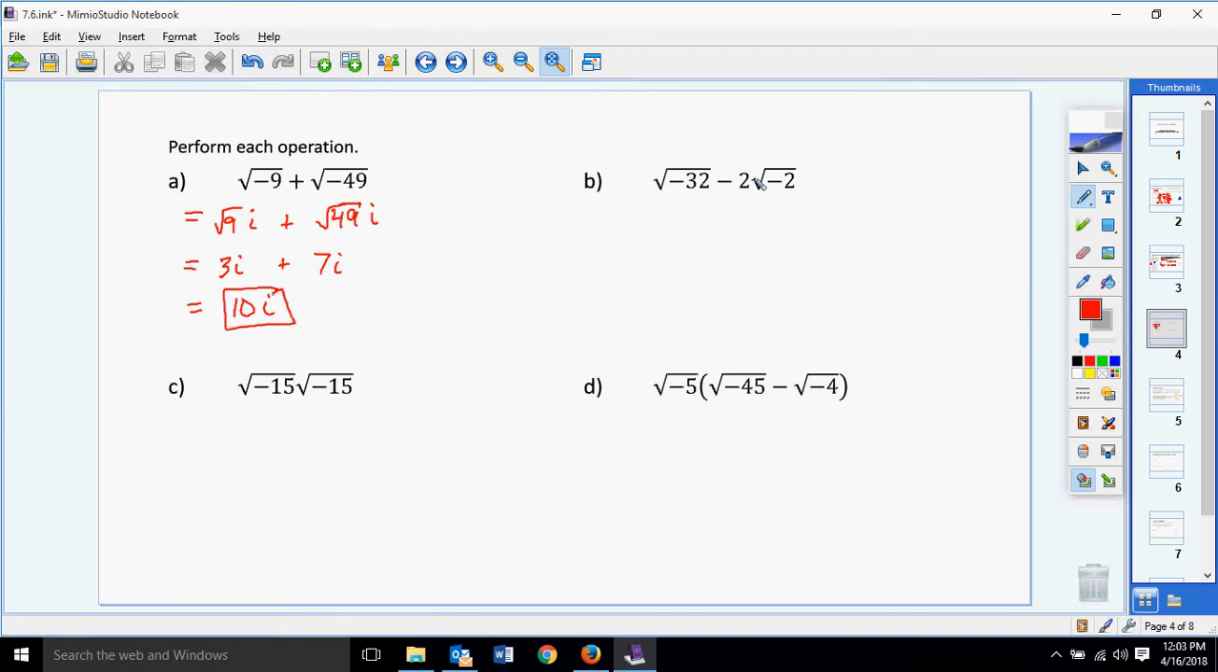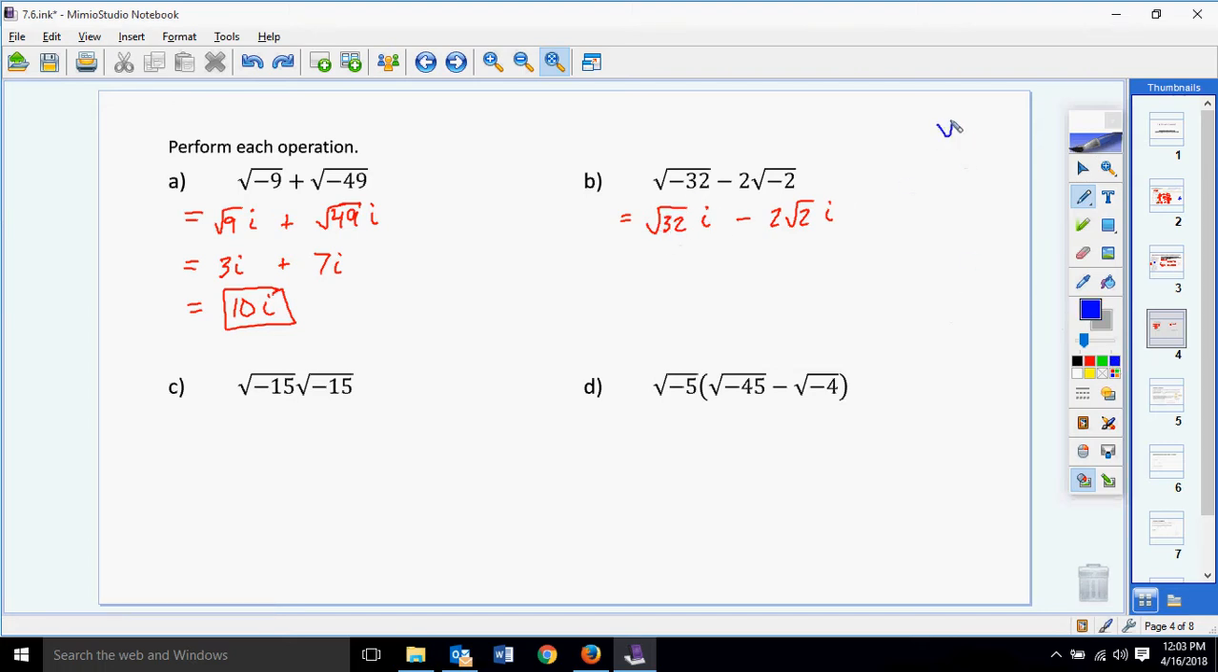Over here, I want to put them in I form before I can subtract. So I have the square root of 32 times I minus 2 square roots of 2 times I. All I did here was change the negative square root of 2 into the square root of 2 times the square root of -1. The square root of -1 is I, and then I have that 2 out in front. So from there, I need to simplify.